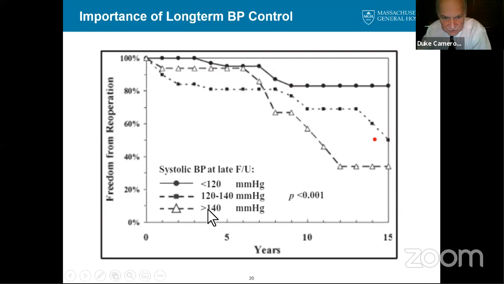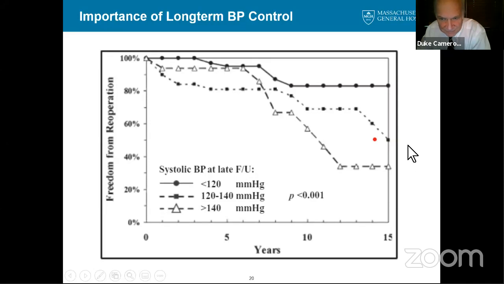And if their blood pressure was systolic over 140 versus under 120, look at the difference in freedom from reoperation. 80% freedom from reoperation if they've got their blood pressure nice and low, only about 30% freedom from reoperation if they remain hypertensive. It is really important to control blood pressure after these operations.